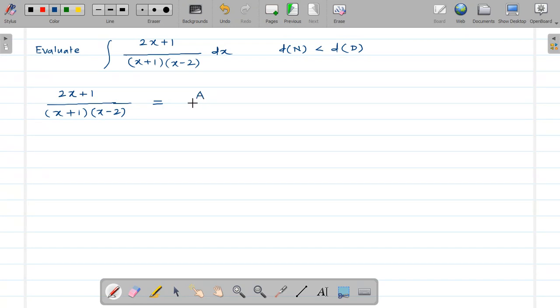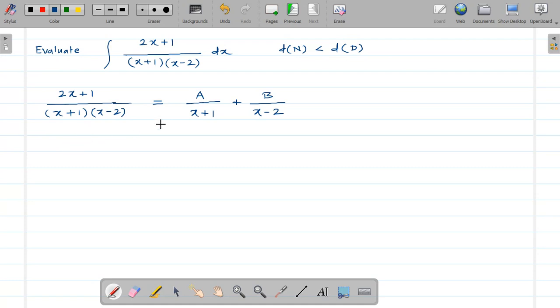So I have to take A upon x plus 1 plus B upon x minus 2. So see here, (2x plus 1) upon (x plus 1) into (x minus 2) can be converted into A upon x plus 1 plus B upon x minus 2. Now mathematically we have to calculate the value of constant A as well as constant B.